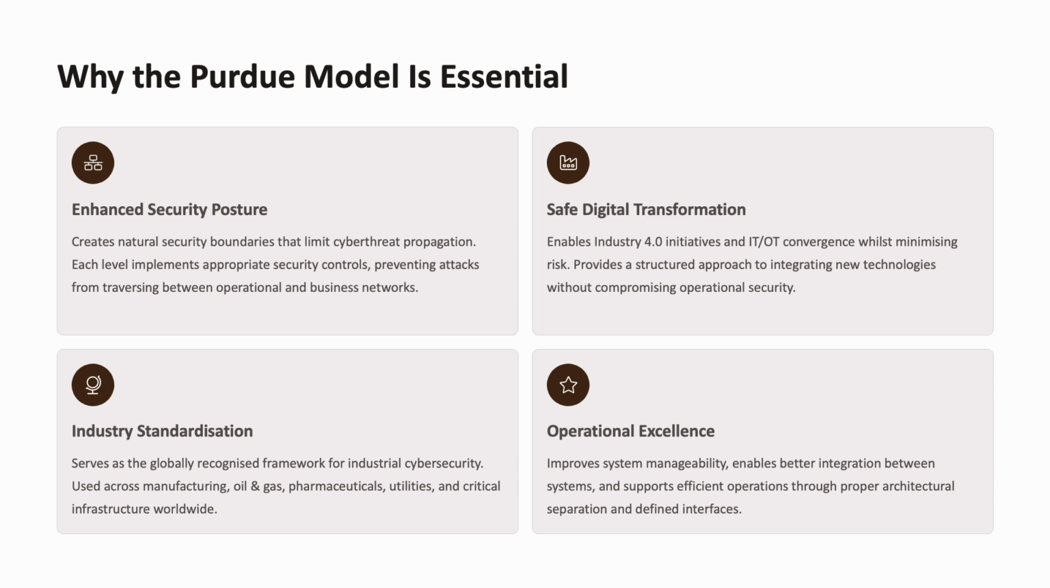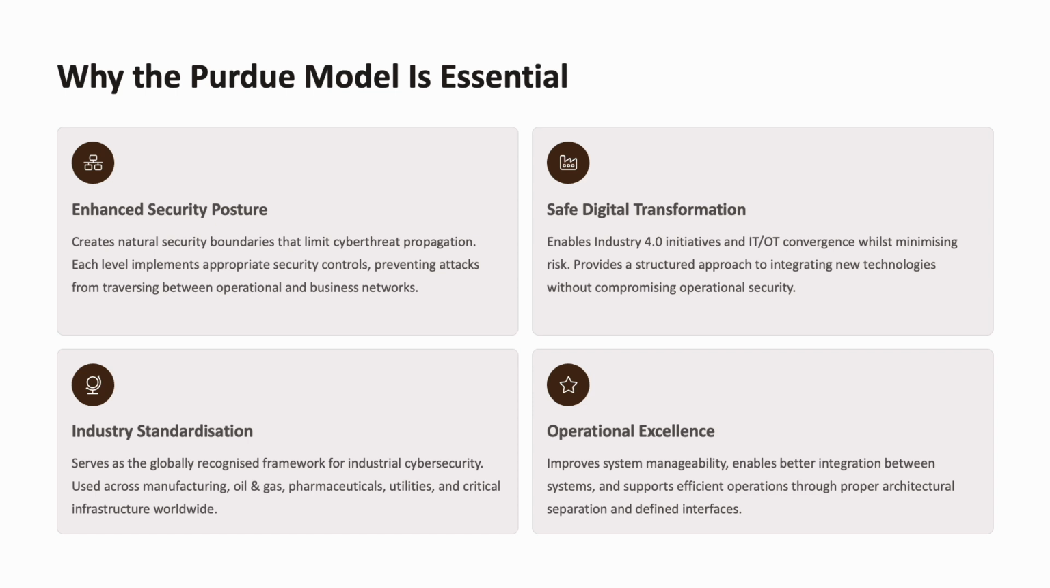Now, as we conclude our overview, let's highlight why Purdue model is so vital in today's industrial cybersecurity and operations. First, it provides an enhanced security posture by creating natural boundaries within the organization. These boundaries help prevent cyber threats from moving laterally between operation technology and business network. Each layer can implement its own specialized security controls, significantly limiting the impact of any potential attack.